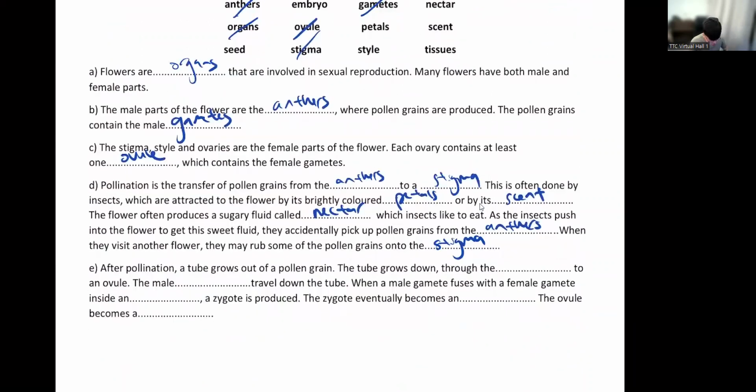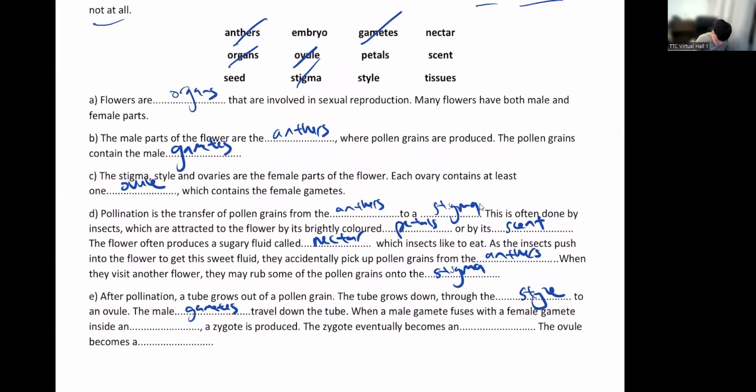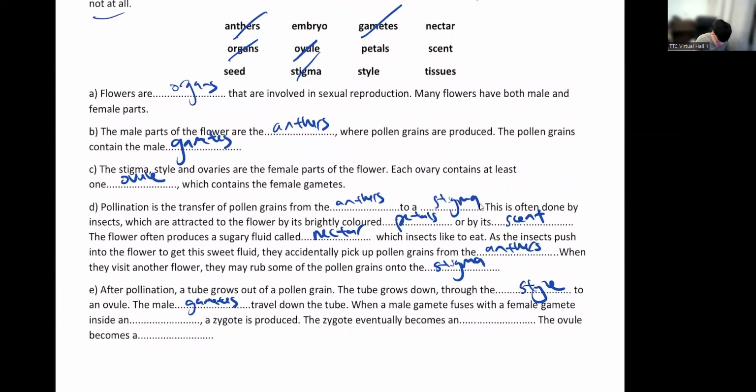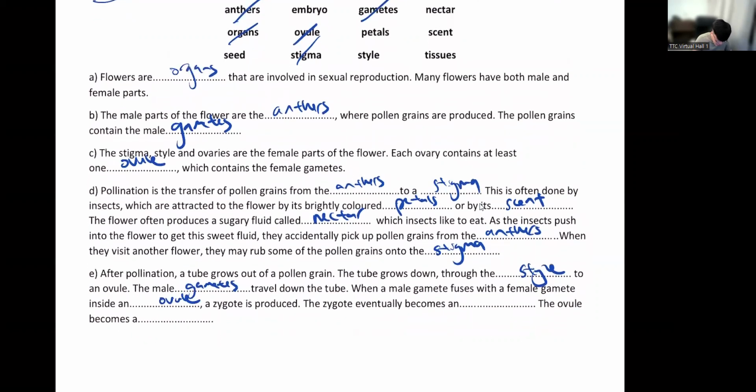So E, after pollination, a tube grows out of the pollen grain. The tube grows down through the style to the ovule. The male gametes travel down the tube. When the male gamete fuses with a female gamete inside an ovule, a zygote is produced. Like I said, it's just like our baby. The zygote eventually becomes an embryo. The ovule becomes a seed.